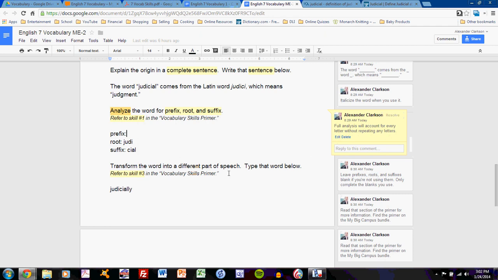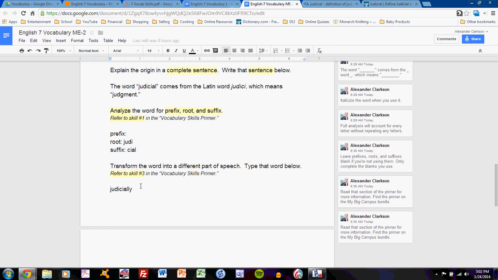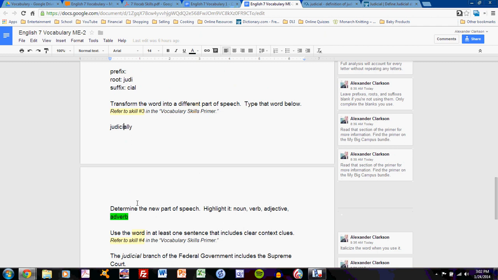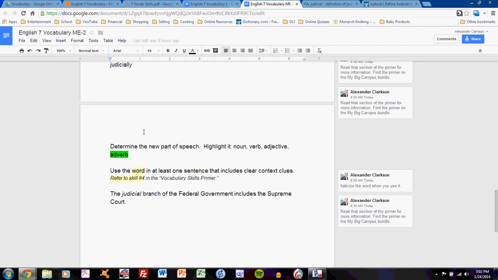The next task is to transform the word into a different part of speech and to type that word below. Judicial becomes judicially. Judicial, as you might remember, was an adjective, and judicially is an adverb. We can also, finally, use the word in a sentence. The judicial branch of the federal government includes the Supreme Court. Notice that the word judicial has been italicized in the sentence. This is an original sentence that uses the word properly.